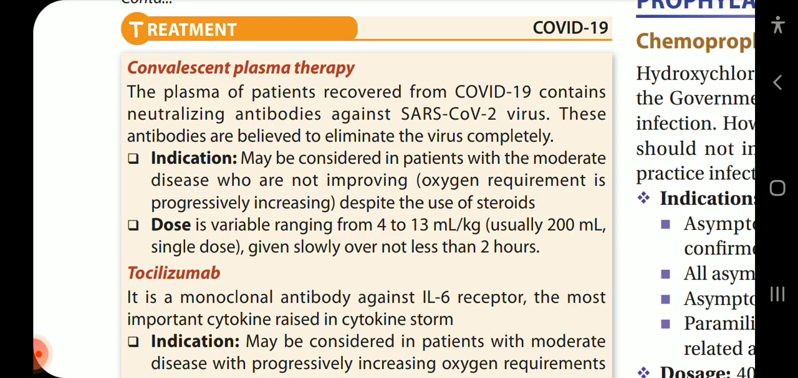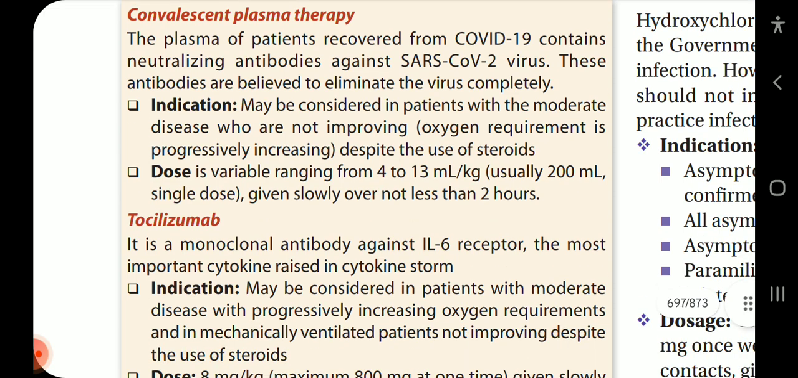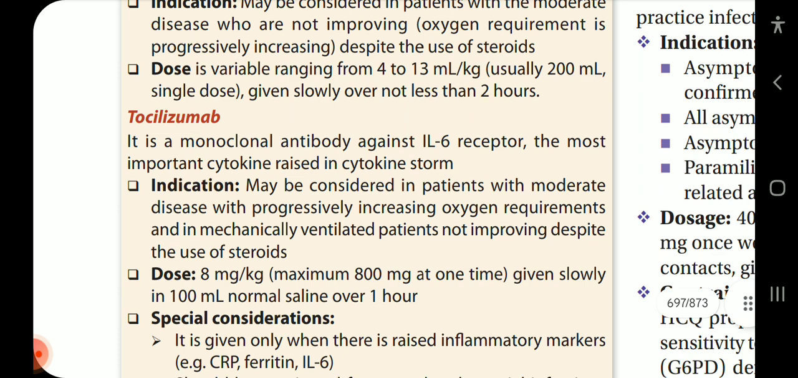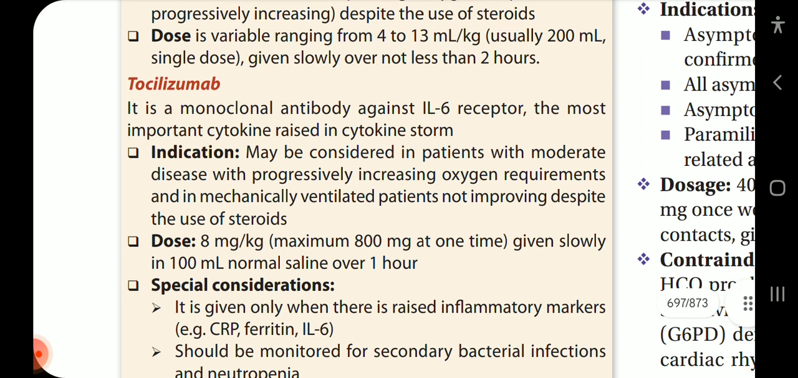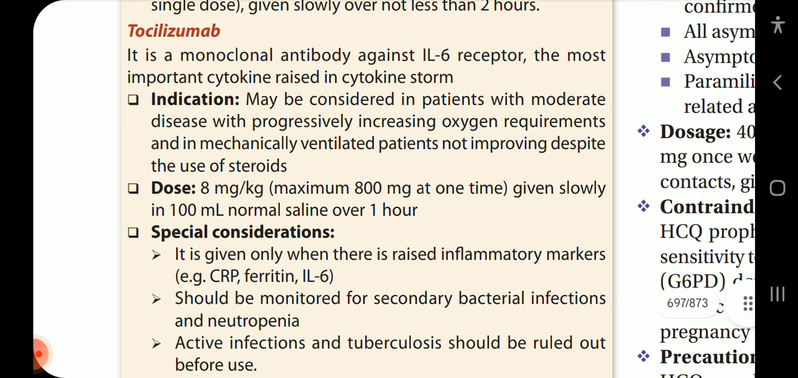The plasma of patients recovered from COVID-19 contains neutralizing antibodies against SARS-CoV-2 virus. These antibodies are believed to eliminate the virus completely. Indication may be considered in patients with moderate disease who are not improving, and oxygen requirement is progressively increasing despite the use of steroids. Dose is variable, ranging from 4 to 13 ml per kg, usually 200 ml. Single dose given slowly over not less than 2 hours.